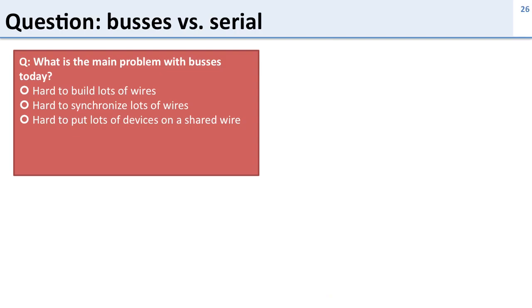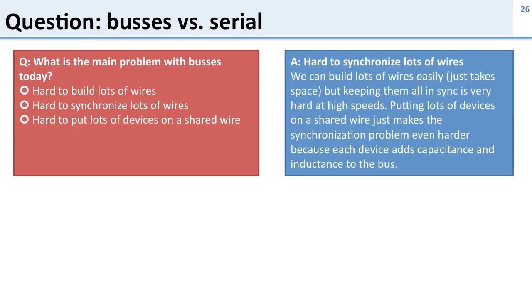So a question, what is the main problem with buses today? Well, the main problem is it's hard to synchronize lots of wires. We can build lots of wires, it just takes space, but keeping them all in sync is hard because they have different capacitance and inductance. The problem with shared wires is they make the synchronization even harder because they add more capacitance and inductance to the bus.